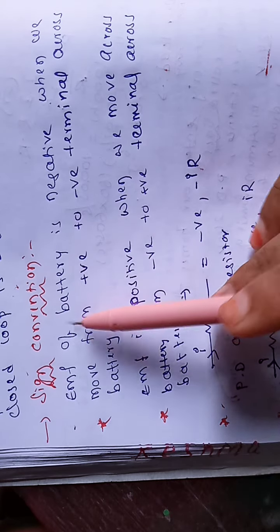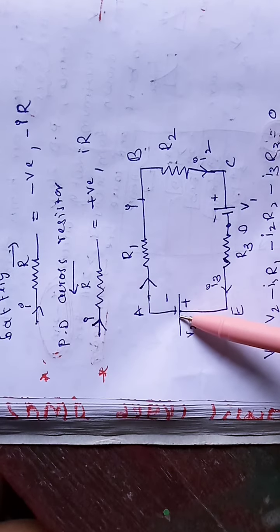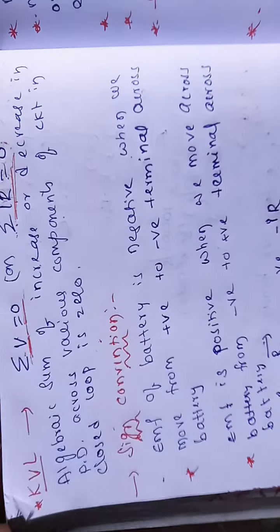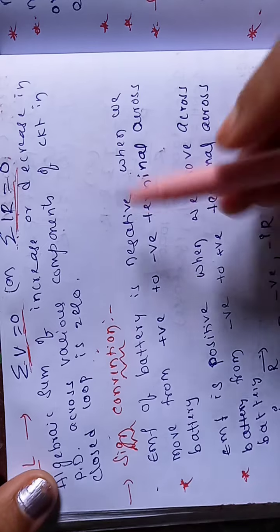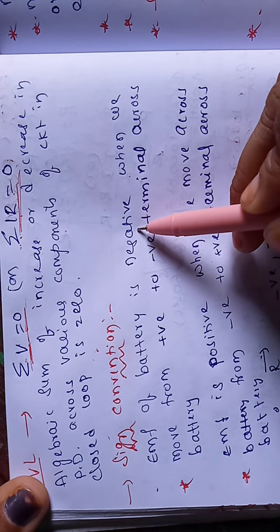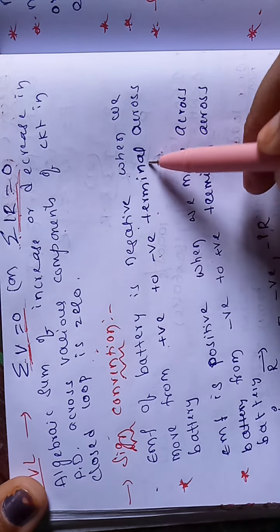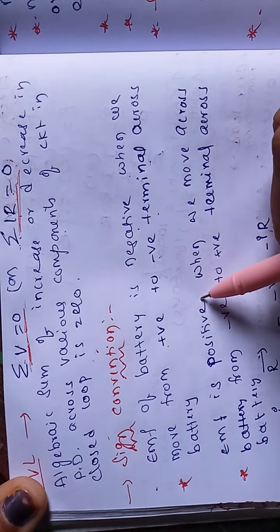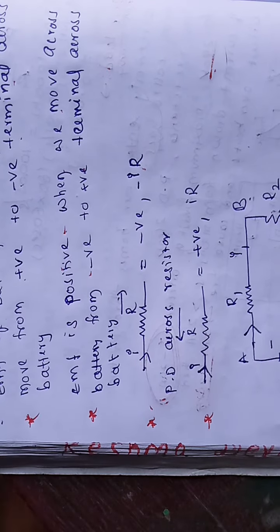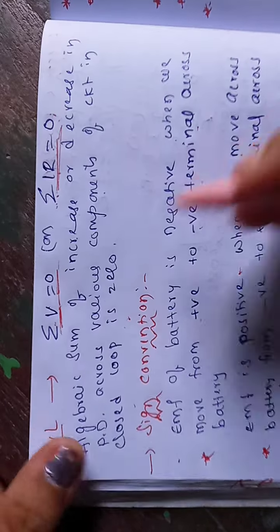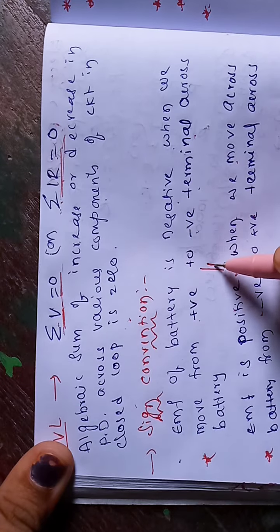Here, first, the EMF of the battery. Here in the circuit, this is the EMF of the battery. It is taken negative when we move from the positive to the negative terminal. It is taken as positive when we move from the negative to the positive terminal here. So how does it work for the EMF of the battery?